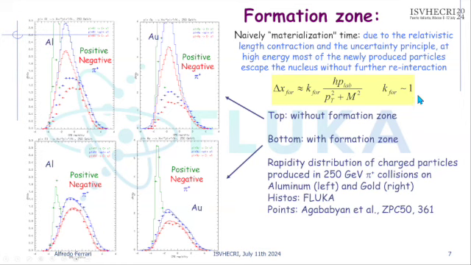If you introduce a formation zone, which is a typical approach in Fluka, exactly like it is in this formula, you get something which nicely reproduces the experimental data.